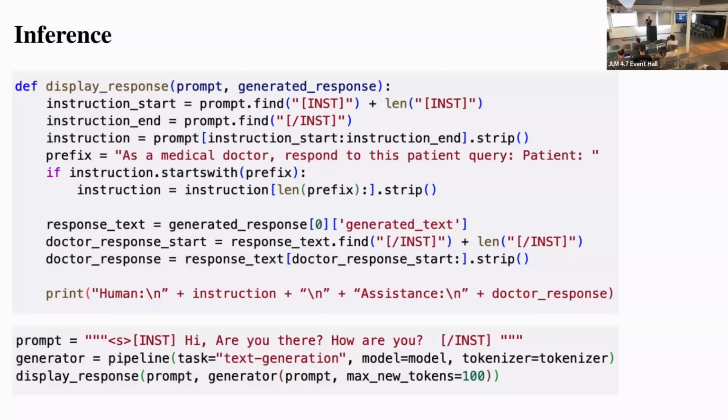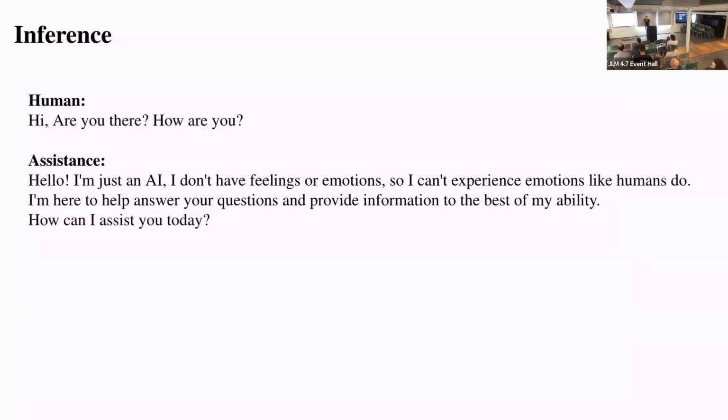Okay, so we have the generated response, which is a list of dictionaries, and we access the generated text. In the response text, we have the instruction but also the response. So now we want to extract only the doctor's response. We take what is after the [/INST], and this is how it looks. So, "hi, how are you there? How are you?" And this is the response of LLaMA 2 7 billion chat.